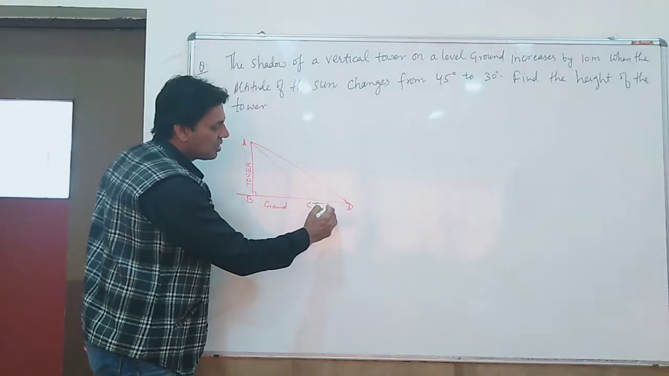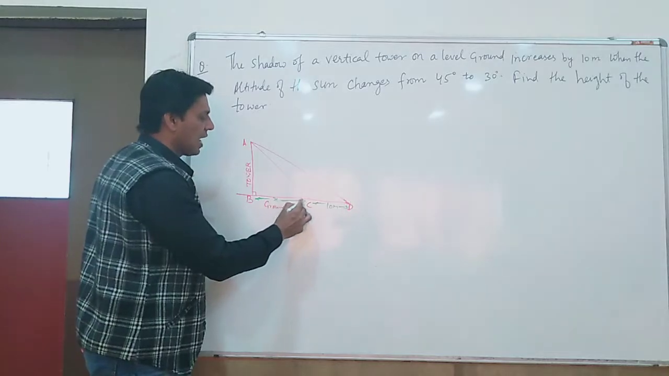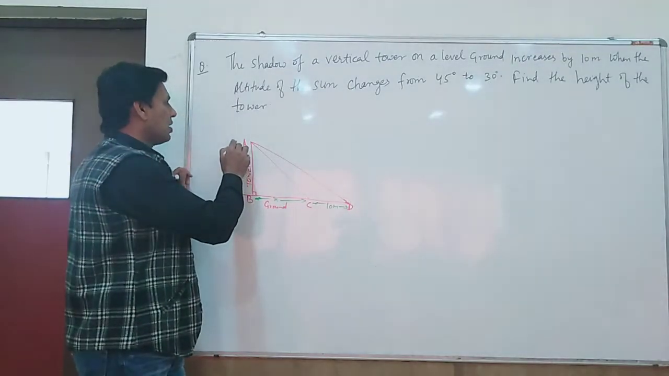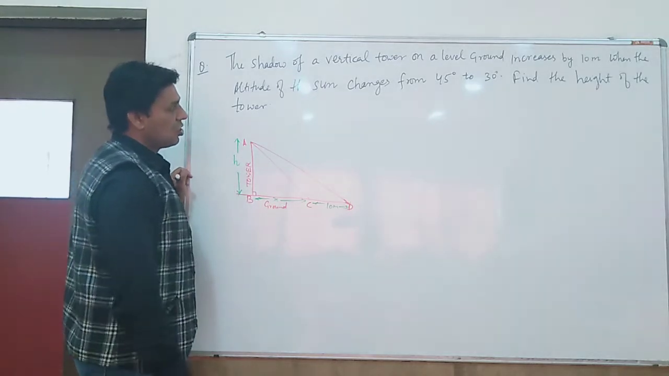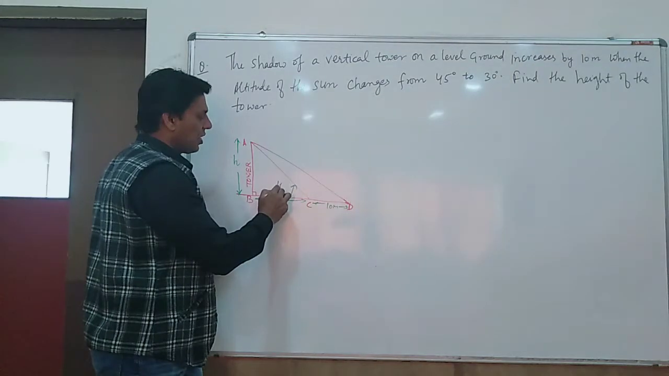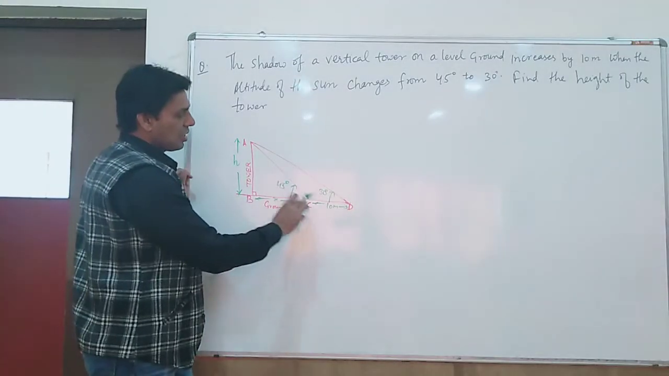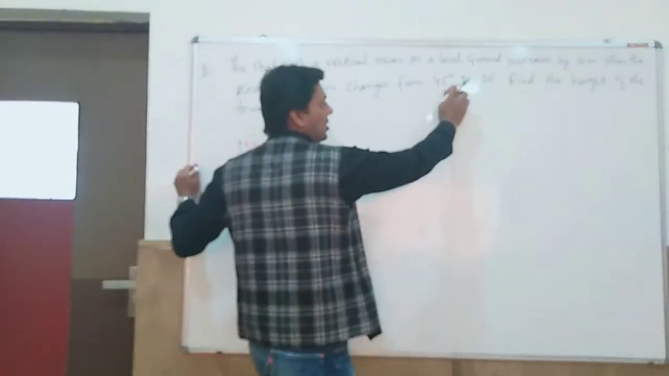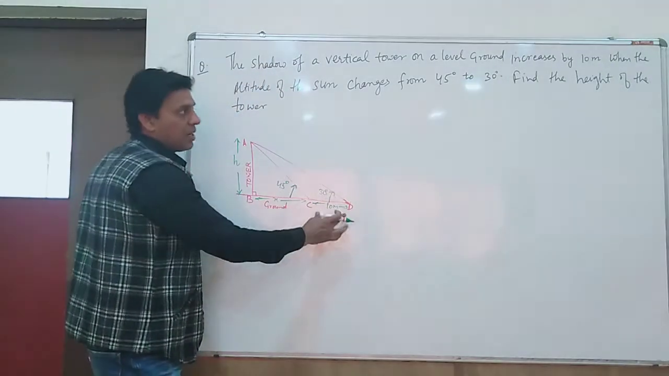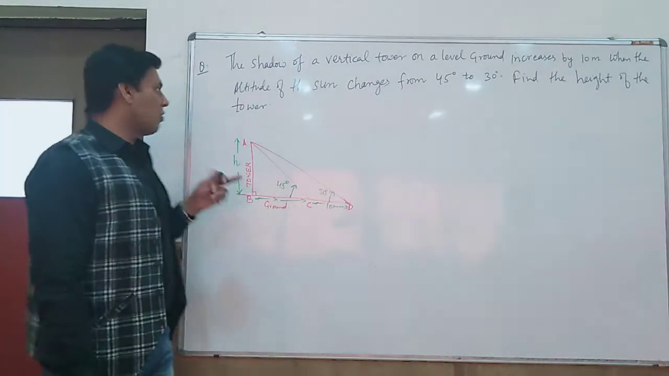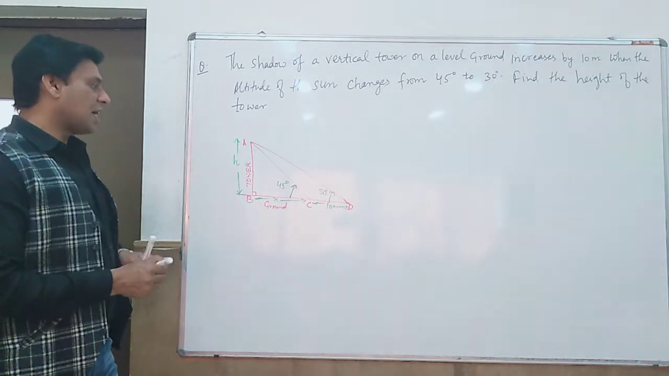So this distance is 10 meter, and suppose this distance is x, and suppose the height of the tower is h. This angle is given 45 degree and this angle is given 30 degree, because the shadow increased by 10 meter when the angle changed from 45 to 30. So we have to find the height of the tower.